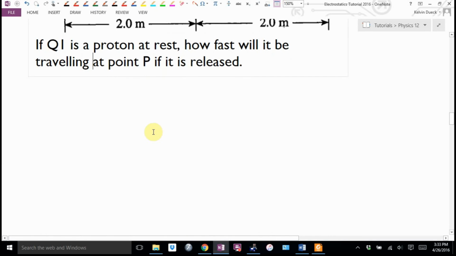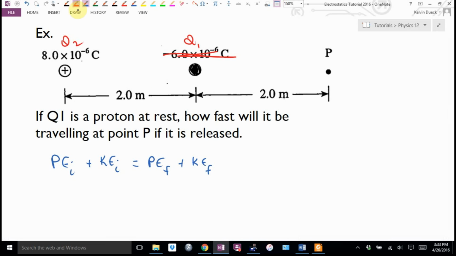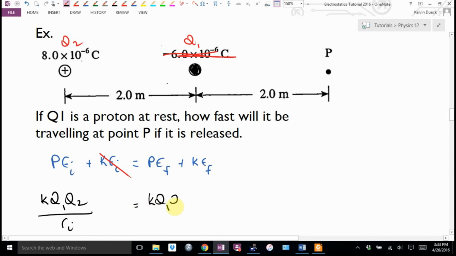I would start out going, okay. I would say, well, it does say starts out at rest. It's going to be K Q1 Q2 over R initial, which would be 2, equals K Q1 Q2 over R final plus a half m v final squared.